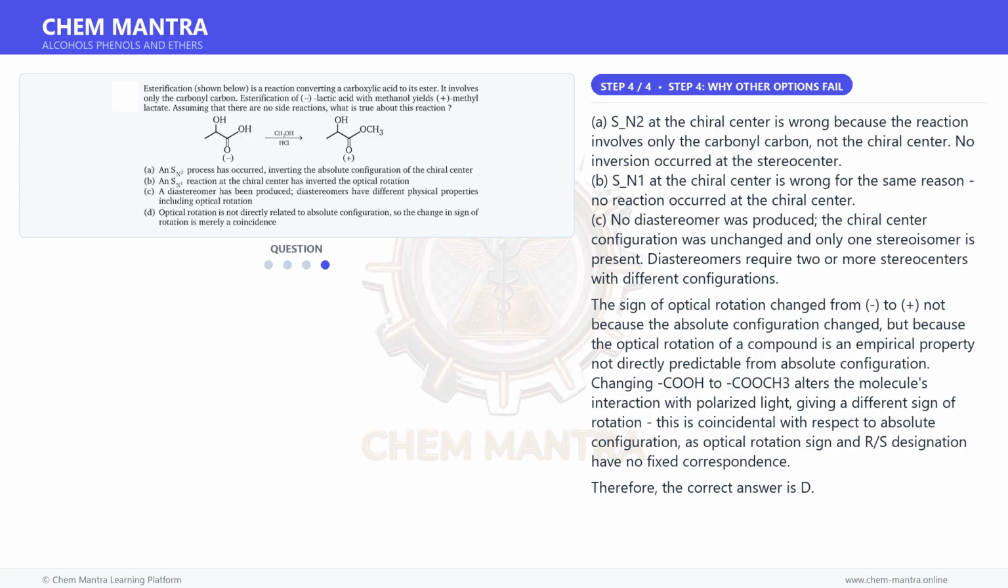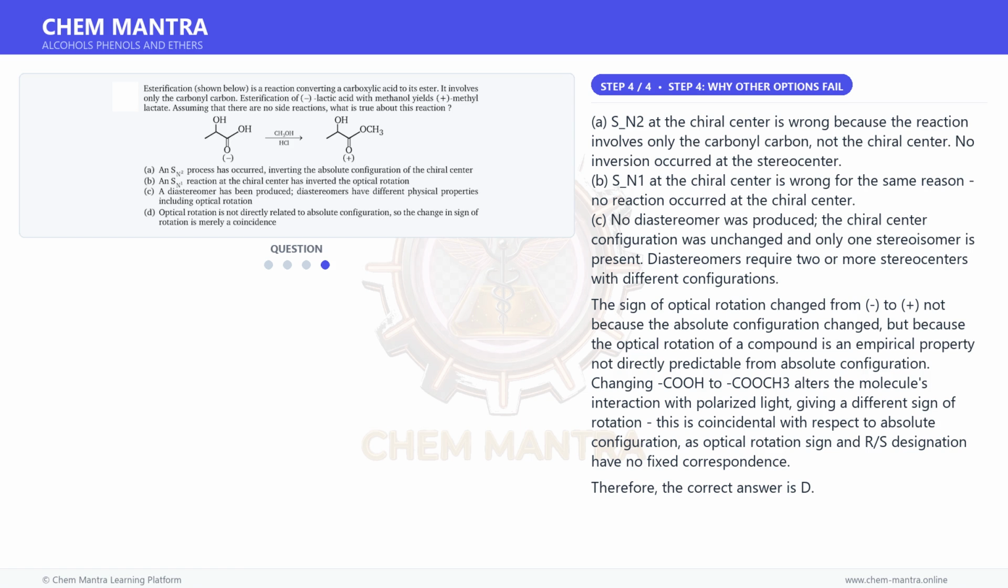A, S_N2 at the chiral center is wrong because the reaction involves only the carbonyl carbon, not the chiral center. No inversion occurred at the stereocenter. B, S_N1 at the chiral center is wrong for the same reason, no reaction occurred at the chiral center. C, no diastereomer was produced, the chiral center configuration was unchanged and only one stereoisomer is present. Diastereomers require 2 or more stereocenters with different configurations.